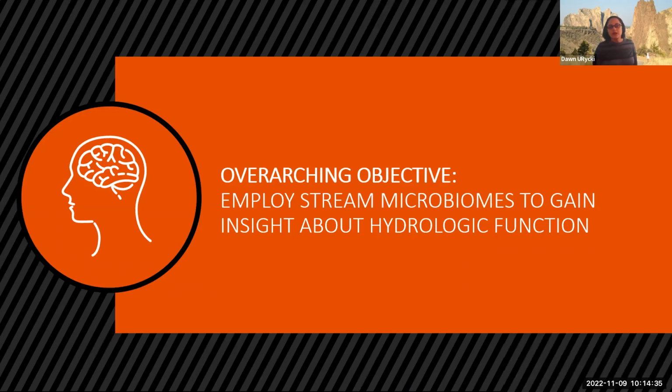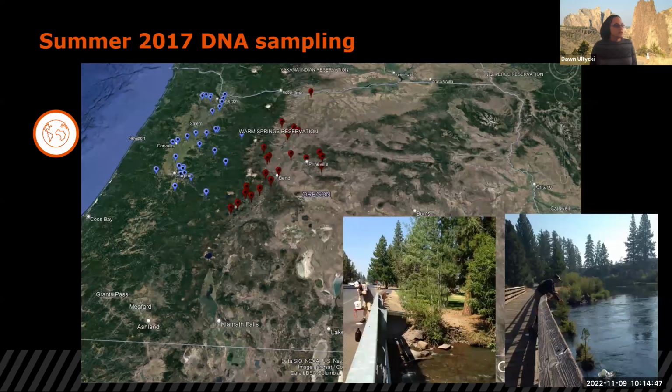So thus we began a project to employ the stream microbiomes to learn about hydrologic function and to shed new light on some of the unresolved questions in hydrology. So we started collecting our own data in the summer of 2017. We collected 61 samples near active stream gauges across the Willamette and Deschutes basins.